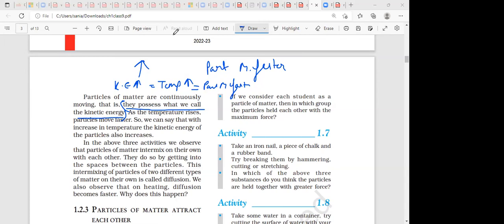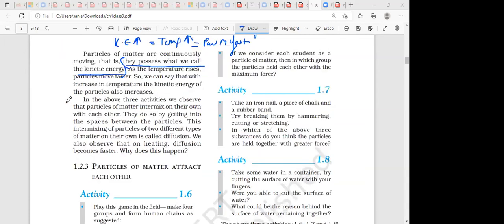Done, ma'am. Okay. Now, after this, you'll write hashtag diffusion. So, what is diffusion? Intermixing of particles of two different types of matter on their own. This is very important: on their own. This is called diffusion. Clear? So, you'll write hashtag diffusion.